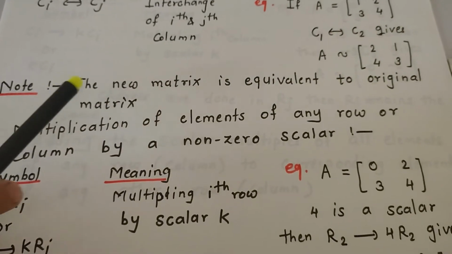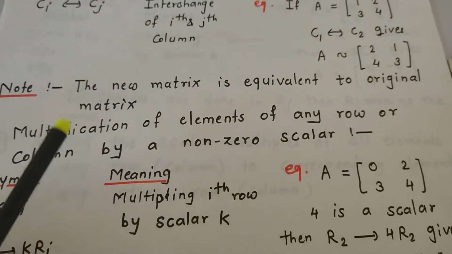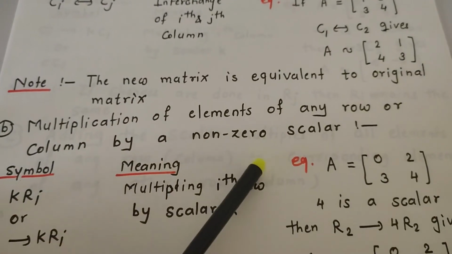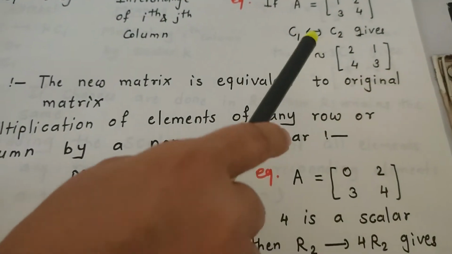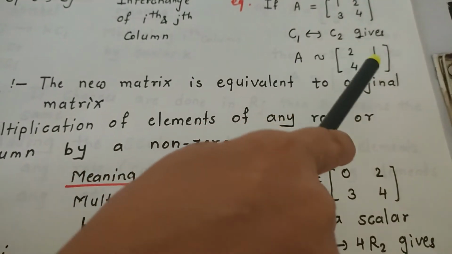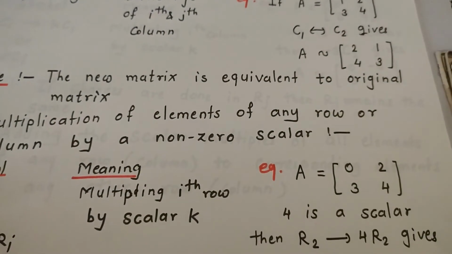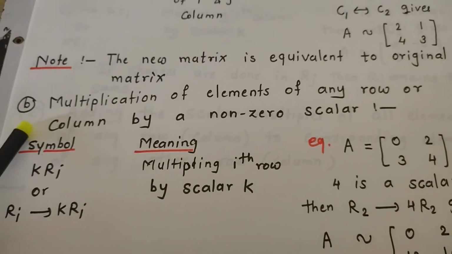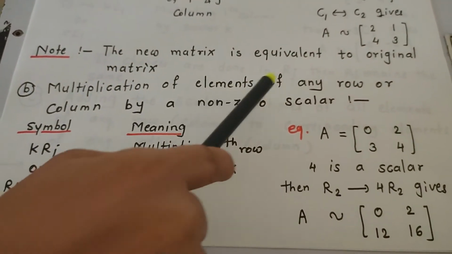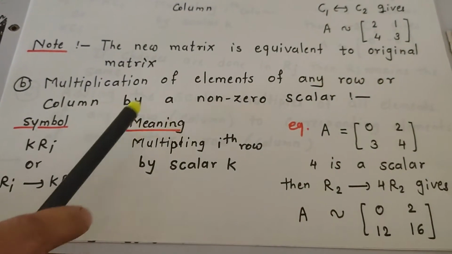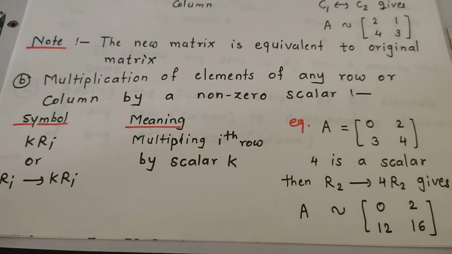Students, note that the new matrix is equivalent to the original matrix. Hence, it can be written as A is equivalent to the new matrix, where A is the original matrix. Now, let us see the second elementary transformation, multiplication of elements of any row or column by a non-zero scalar.